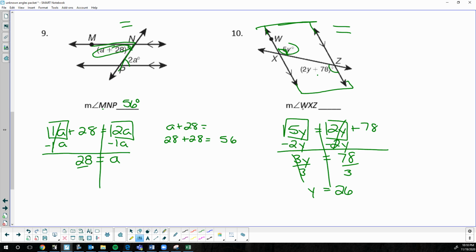So then we go back up here, WXZ. We're trying to figure out what 5y is. So 5y, this means times. This means 5 times y. Well, now we know that y is 26. So 5 times 26. Do that in your head, put it in the calculator. You get 130.